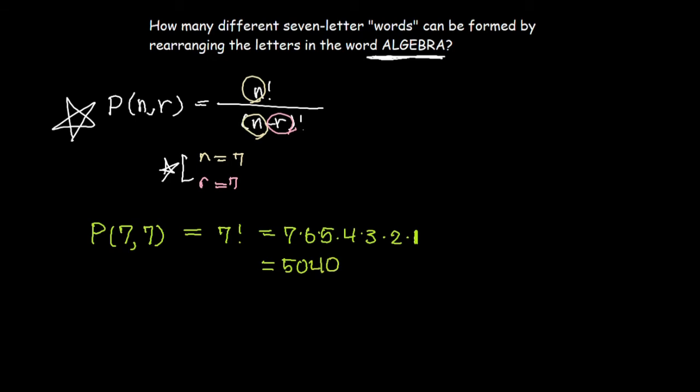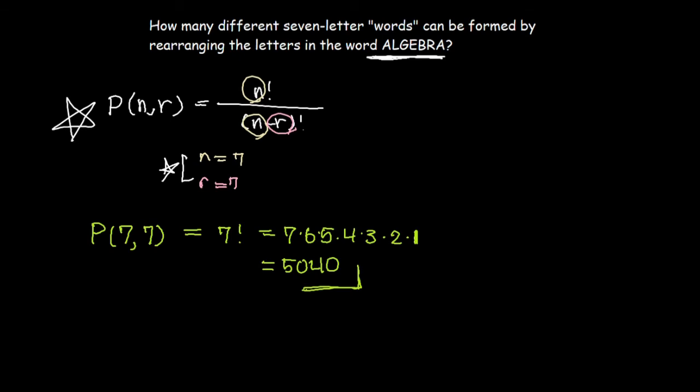Common mistake here. A lot of students stop at this step and they're like, hey, I just got the answer. I used the permutation formula, so this should be the answer. No, this is not going to be the answer. You have to be very attentive to these types of details.